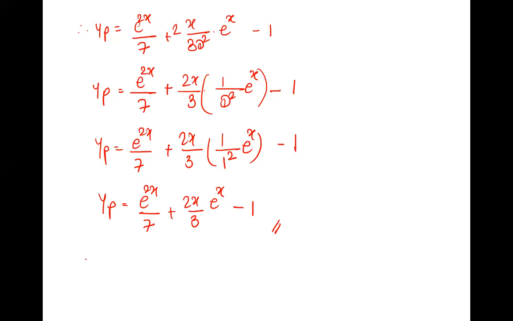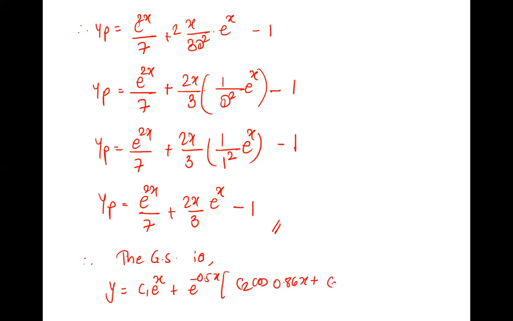Clear? Therefore the general solution is y equal to yc, which is c1 e raised to x plus e raised to minus 0.5x in brackets c2 cos 0.86x plus c3 sin 0.86x. This is yc plus yp. Write this answer: e raised to 2x by 7 plus 2x by 3 e raised to x minus 1. Done. This is your final solution.